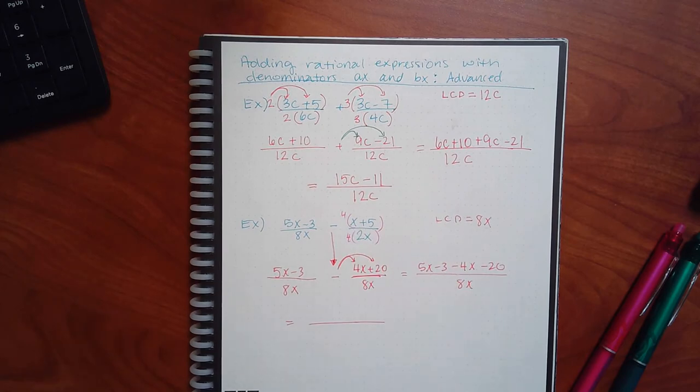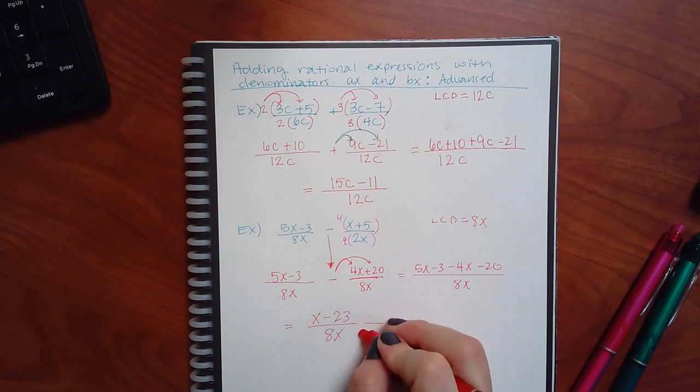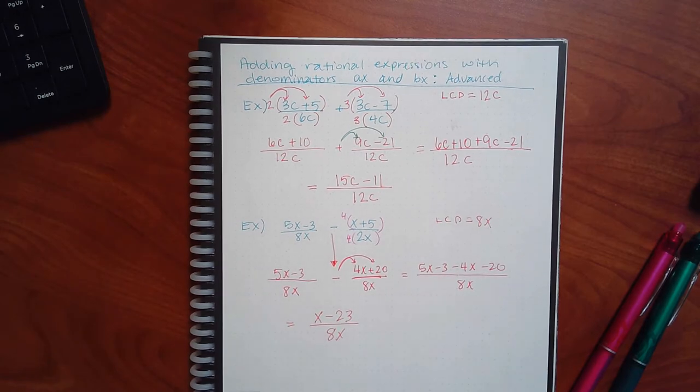Copy that. So you'll have x on the top, and then minus 17, minus 23. Over 8x. Yeah. And the top cannot be factored, so you cannot reduce it.